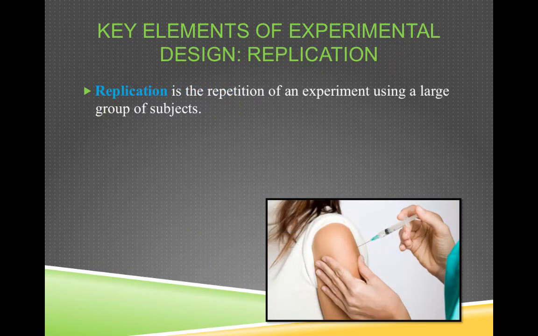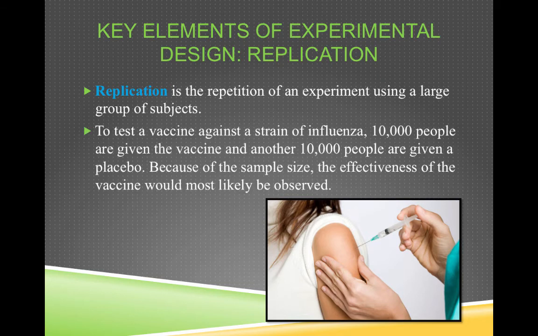All right, and now let's talk about replication. Replication is the repetition of an experiment using a large group of subjects. So what are we talking about here, guys? To test a vaccine against a strain of influenza, 10,000 people are given the vaccine, whereas another 10,000 people are given a placebo. Because of the sample size, the effectiveness of the vaccine would most likely be observed. This is where we talk about a denominator. Our denominator is 10,000 people in each group.